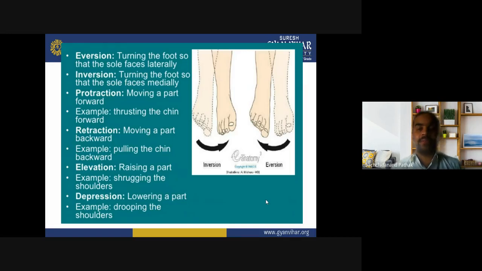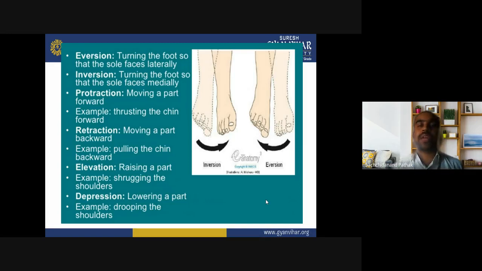Eversion is another movement. It is turning the foot so that the sole faces laterally. In this case, we turn the foot so the sole faces laterally, and that is eversion. Inversion is when the sole faces medially. If you lift your foot toward the medial side, like this, that is inversion. If you lift it like this, it is eversion.